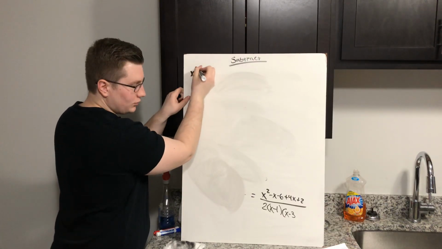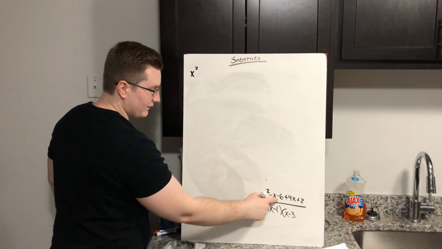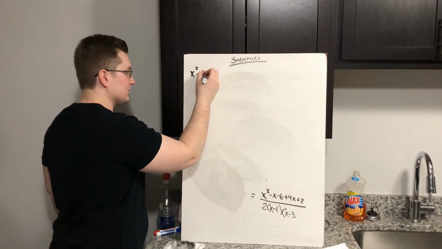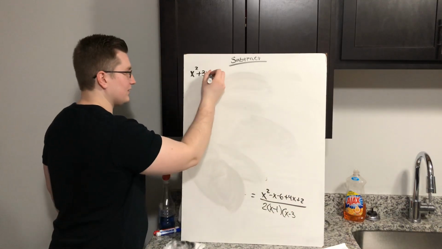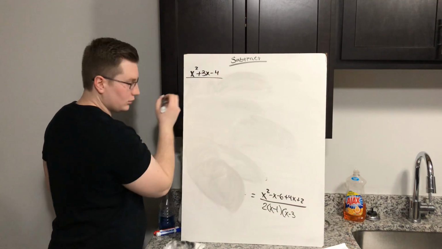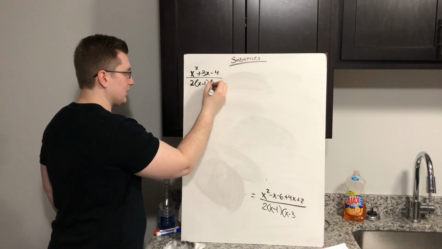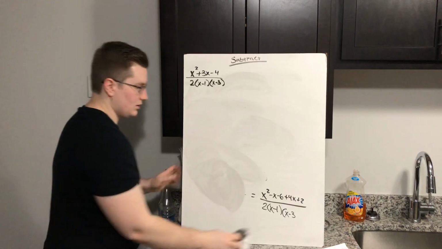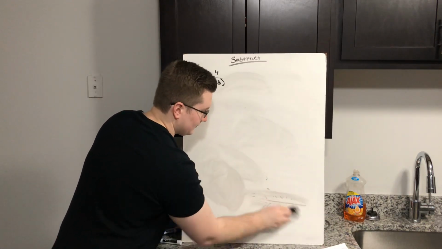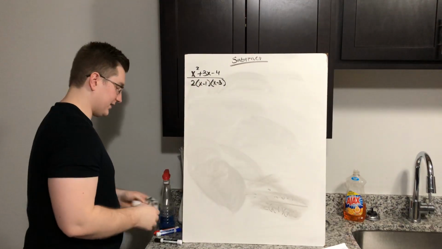I got x², and when I combine my terms, -x and 4x is 3x, -6 and positive 2 is -4, all over 2 times (x - 1) times (x - 3). Now I'm going to erase this. And we always look: can I simplify it further?